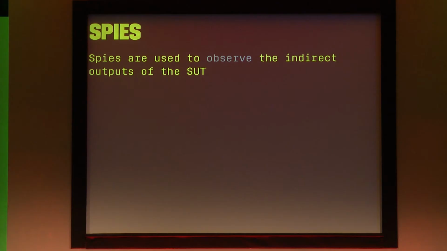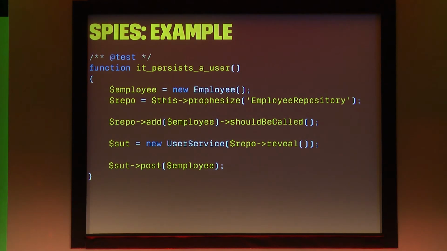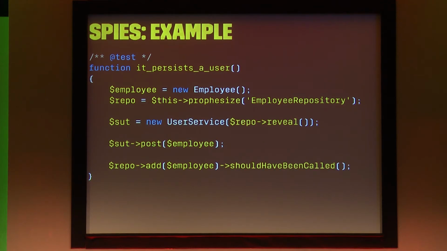Spies. Spies are just like mocks, but instead of verifying the indirect outputs, they're just there to observe the outputs. So to switch from a mock to a spy is really easy. Instead of telling the double, the mock, what to expect, we switch it out to the bottom. So we create the double, we put it in the SUT, exercise the SUT, and then we say, you should have been called. So the spy observes the calls, or the method invocations, and then allows you to verify them afterwards.